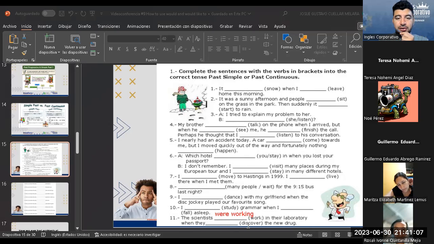Sería, los científicos estaban trabajando en su laboratorio cuando ellos descubrieron la nueva medicina o droga. Discovered. Miren, los científicos estaban trabajando en el laboratorio cuando ellos descubrieron la medicina o la fórmula. Entonces, ¿qué estaban haciendo los científicos? Estaban trabajando. ¿Y qué pasó? De repente descubrieron la fórmula. ¿Ok?